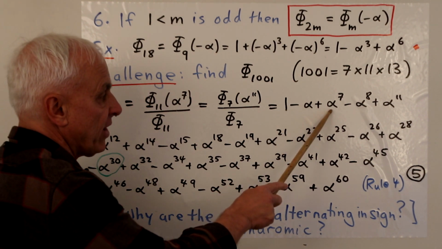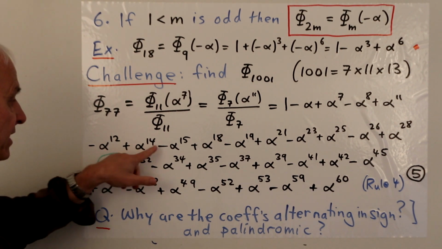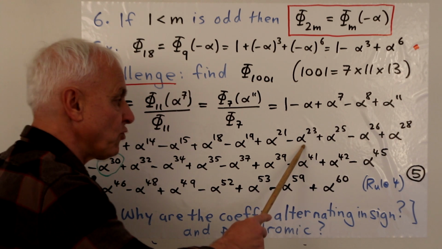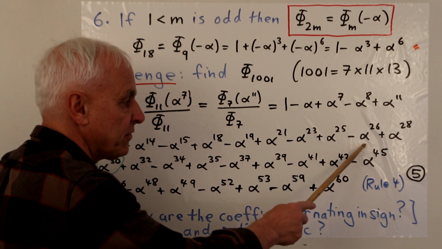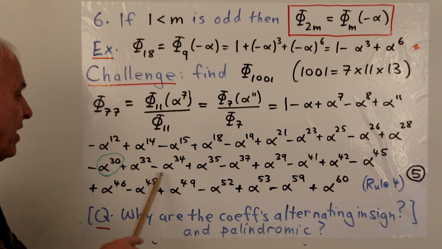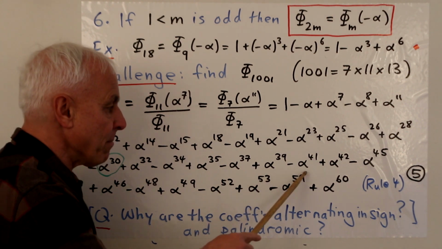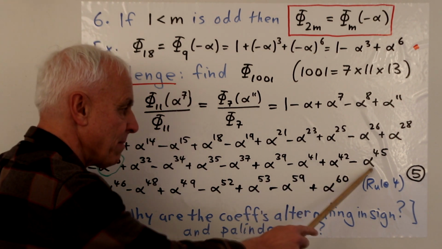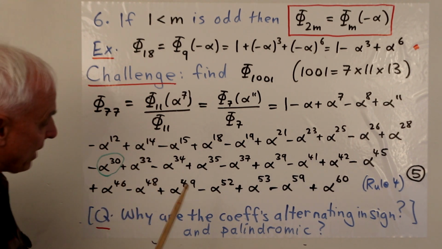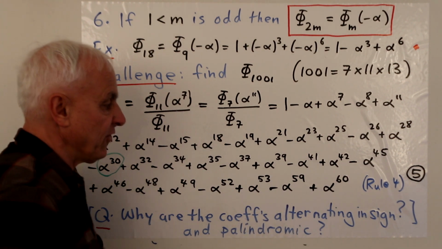1 minus alpha plus alpha to the 7 minus alpha to the 8 plus alpha to the 11 minus alpha to the 12 plus alpha to the 14 minus alpha to the 15 plus alpha to the 18 minus alpha to the 19 plus alpha to the 21 minus alpha to the 23 plus alpha to the 25 minus alpha to the 26 plus alpha to the 28 minus alpha to the 30 plus alpha to the 32 minus alpha to the 34 plus alpha to the 35 minus alpha to the 37 plus alpha to the 39 minus alpha to the 41 plus alpha to the 42 minus alpha to the 45 plus alpha to the 46 minus alpha to the 48 plus alpha to the 49 minus alpha to the 52 plus alpha to the 53 minus alpha to the 59 plus alpha to the 60.